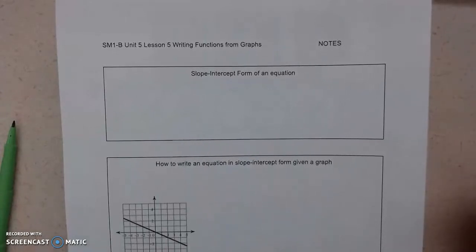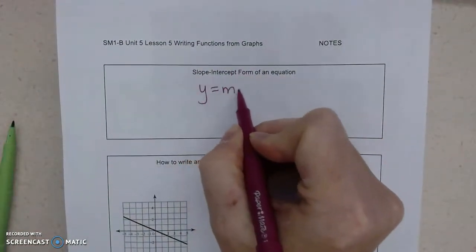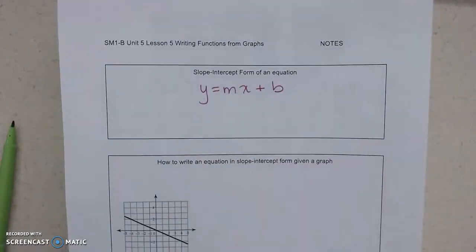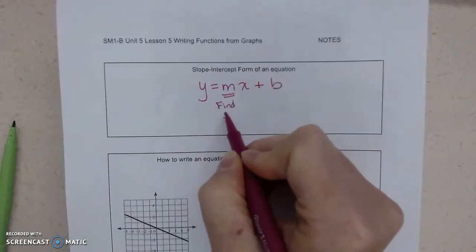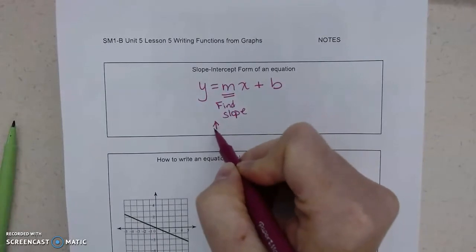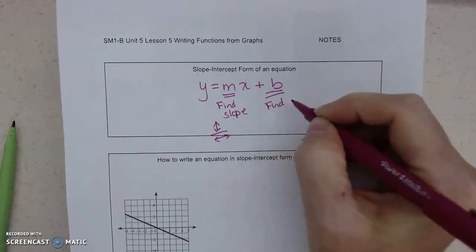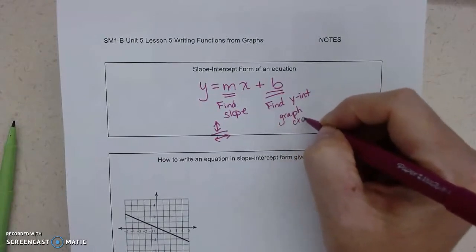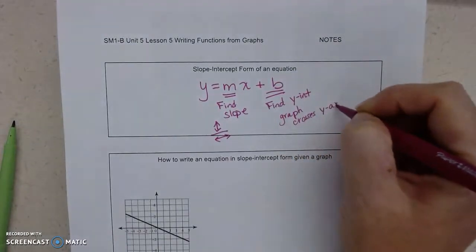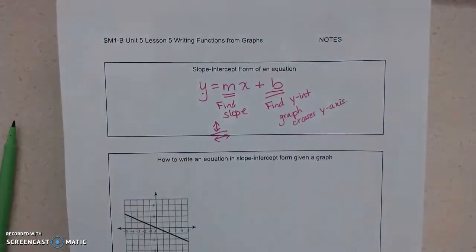All right, let's do Unit 5, Lesson 5, Writing Functions from Graphs. So the first thing is we want to remember slope-intercept form from the previous sections. So when we write an equation, we need to find the slope, which is rise over run, and we need to find the y-intercept, which is where your graph crosses the y-axis. You're going to keep the y and keep the x.